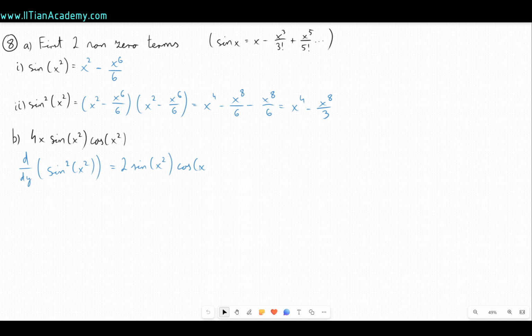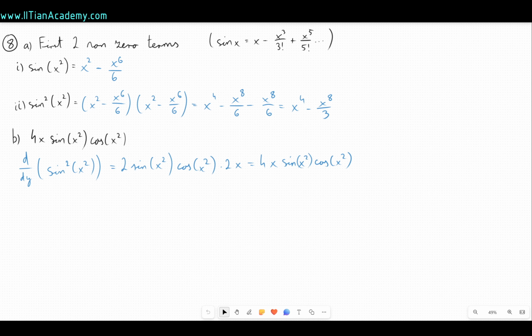But in cosine x squared, we also have an inside function, which is x squared. So we need to multiply with the derivative of the inside as well. So that's 2x. And then what we can do now is combine terms. This will be 4x sine x squared times cosine x squared. And what we notice here actually is that this is exactly what the question is looking for.